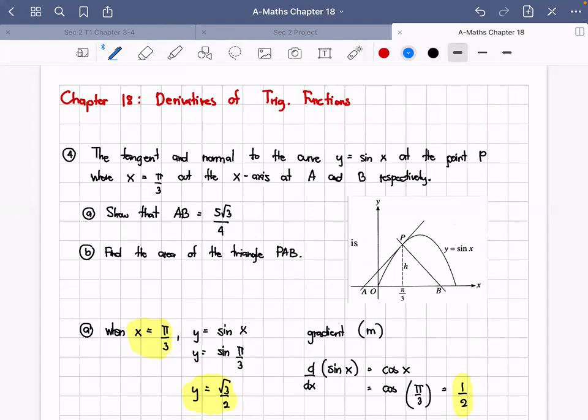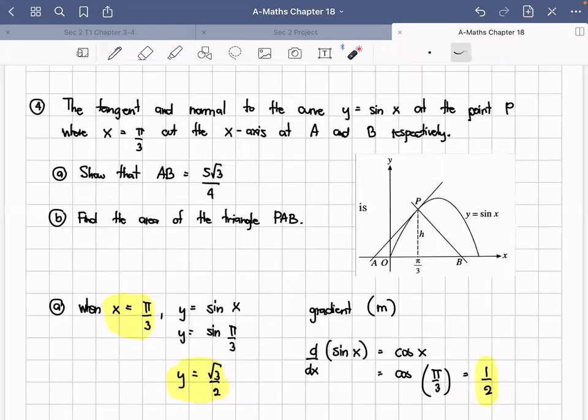So they ask something like this. The question is: the tangent and normal to the curve y equals sine x at point P, where x is equal to pi over 3, cut the x-axis at A and B respectively. For letter A, you need to show that AB is equal to 5 root 3 over 4. And for letter B, find the area of the triangle PAB. So this one came from your book.